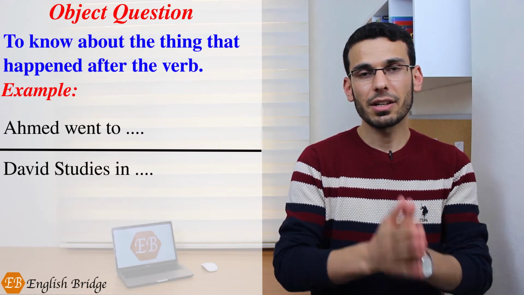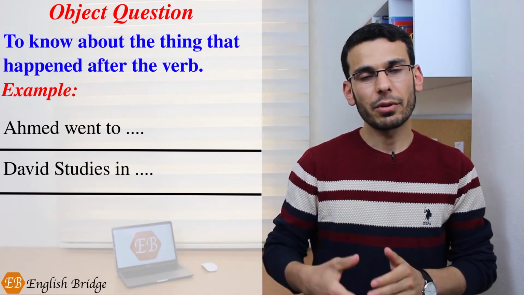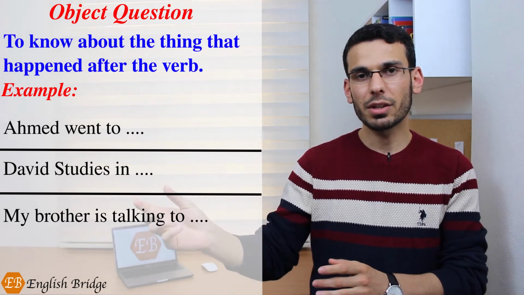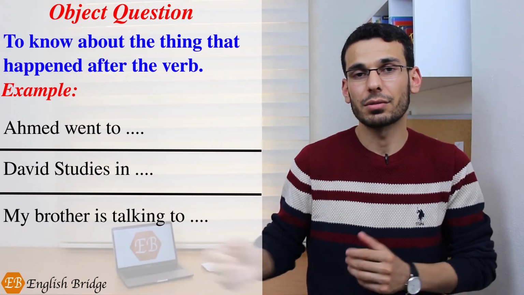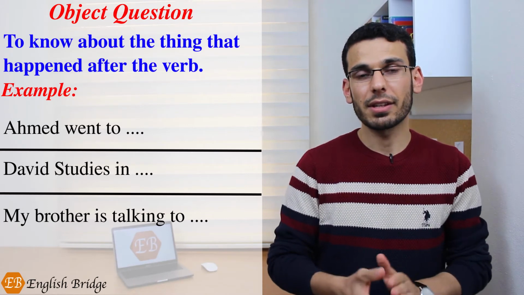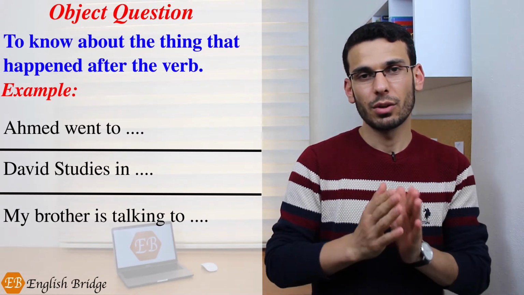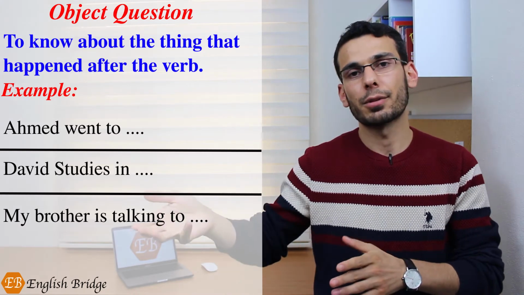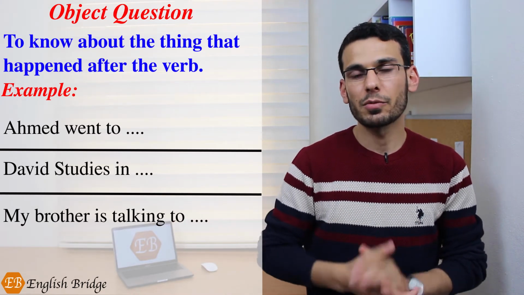All right? And the last sentence, for example, my brother is talking to. And here I want to ask about the person my brother is talking to, and I don't know it. So in this case, again, we make an object question. Why? Because all these things that I'm asking about, they are happening after the verb, not before the verb. This is an object question.